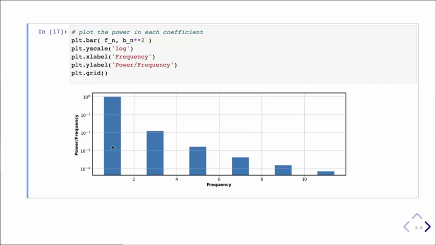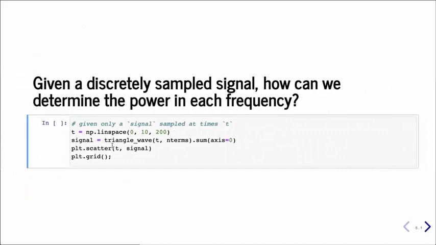So hopefully this reminds you that you can take a series of sine and cosine waves and put them together and make a triangle wave. But that's not the case that you're usually working with in astronomy.